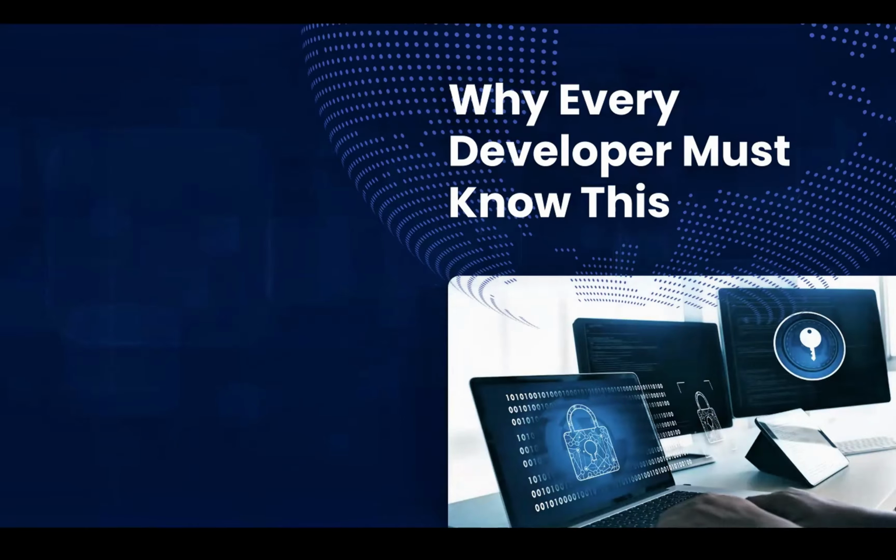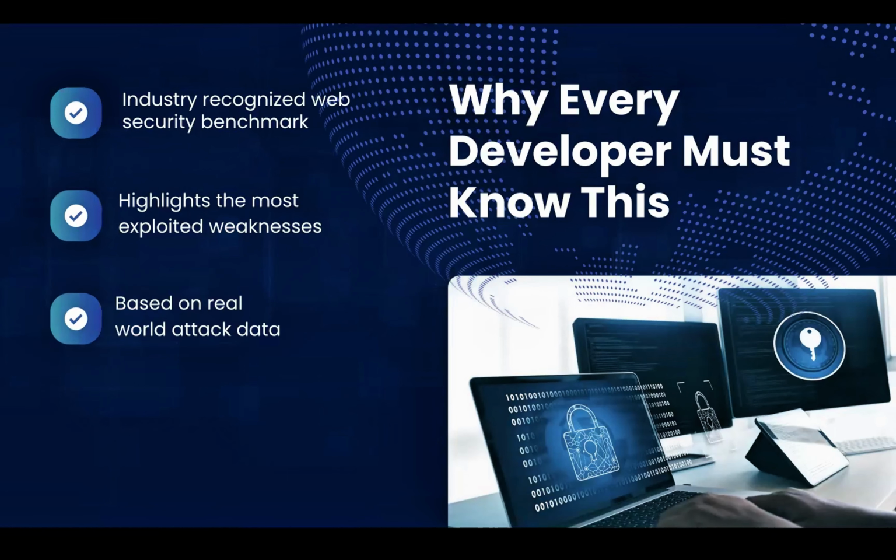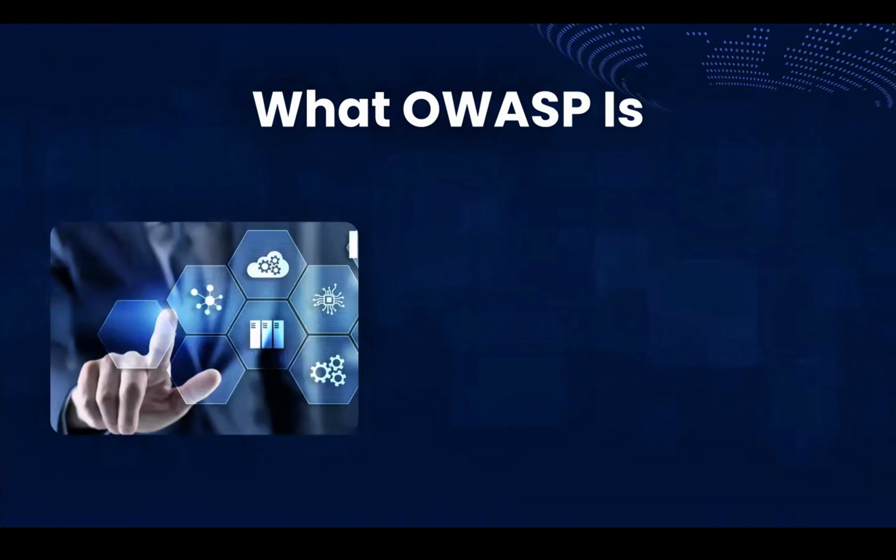Why must every developer know this? They need to know this because the OWASP Top 10 is an industry-recognized security benchmark. It highlights the weaknesses attackers exploit most often, and it is based on real-world breaches and attacks. Also, security teams across the world use it as a reference point. So if you build web applications, this list applies to you, and if you ignore the list, you are building blind.